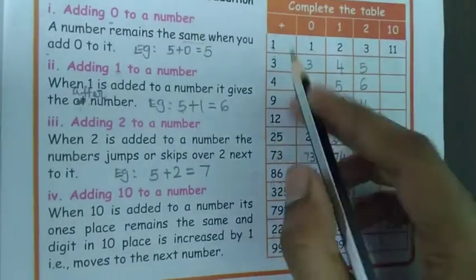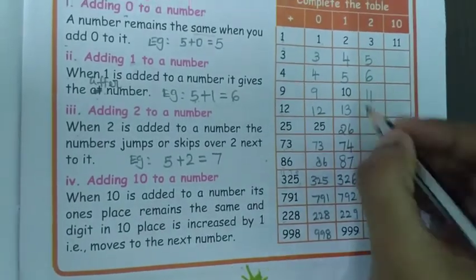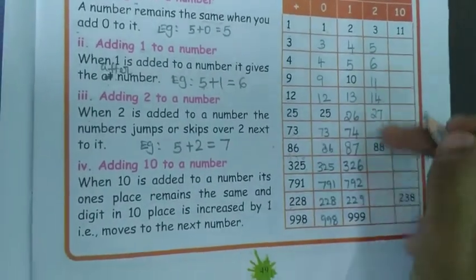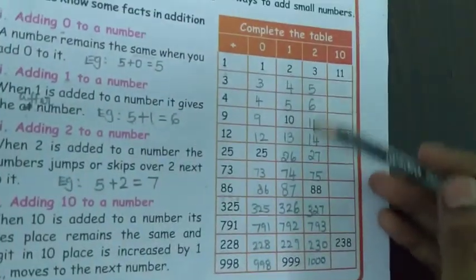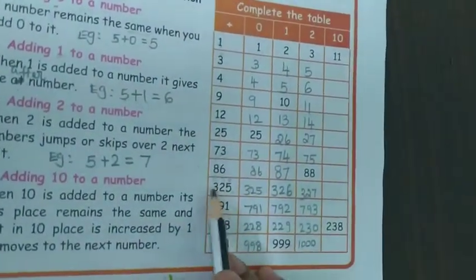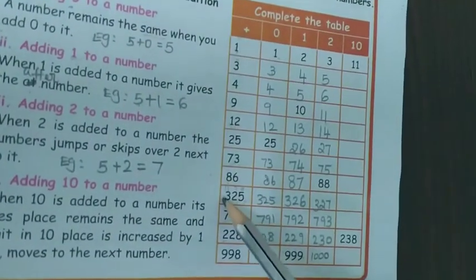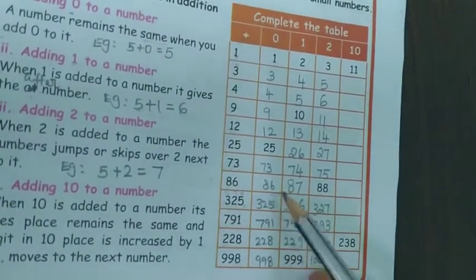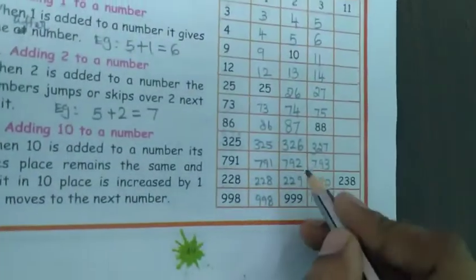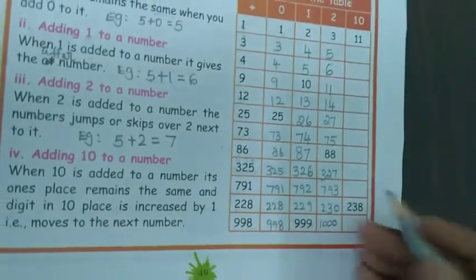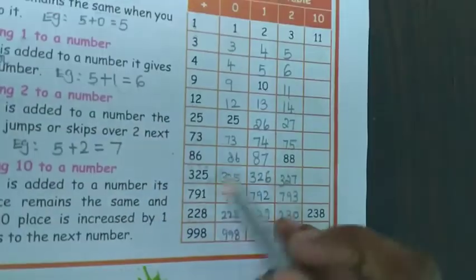Next, 12 plus 2. Say 12, after 2 numbers: 13, 14. Okay, next 25 plus 2. 25, after 2 numbers: 26, 27. Same like that for all. Here see, 325 plus 2. Say 325, after 2 numbers: 326, 327. So 327.